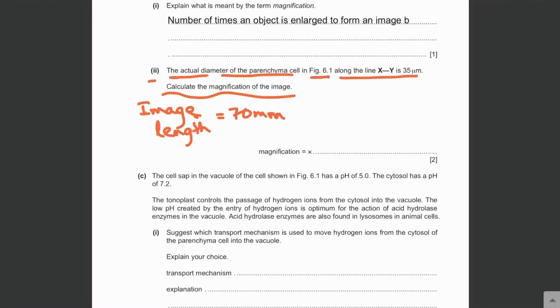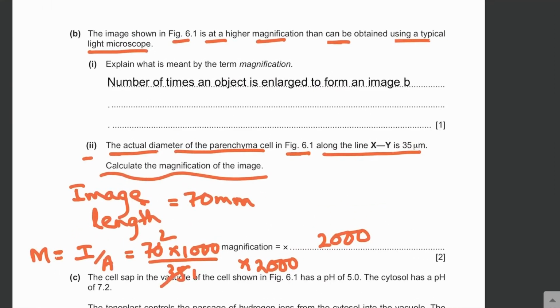Okay, so magnification is equal to image length divided by actual length. Image length is 70 times 1000. Obviously we have to convert 70 millimeters into micrometers, divided by 35, so this will make it 2000 times. So magnification is 2000 times, and as we all know, 2000 times magnification can only be achieved using the electron microscope and not the light microscope, because the maximum magnification that can be achieved from a light microscope is times 1500. Right. So we are done with this question.